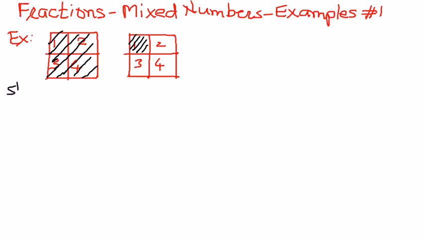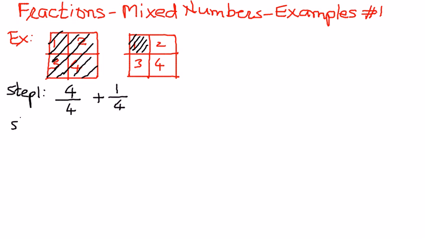As step number one, in the first figure, in the first block, there are 4 parts which are shaded out of the total of 4 parts which are available to us. In the second figure, 1 part is shaded out of the total of 4 parts.